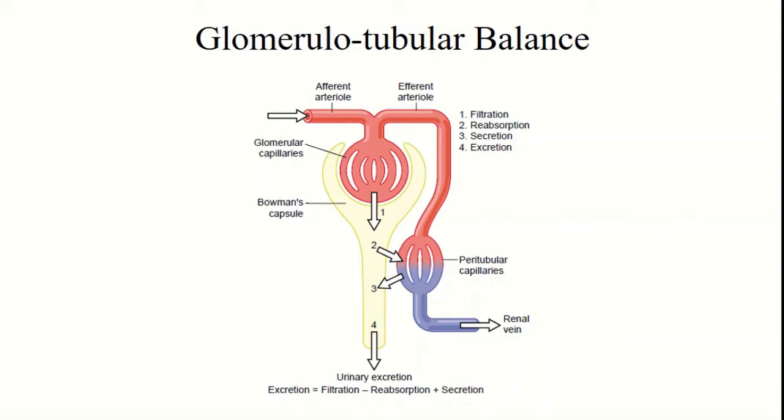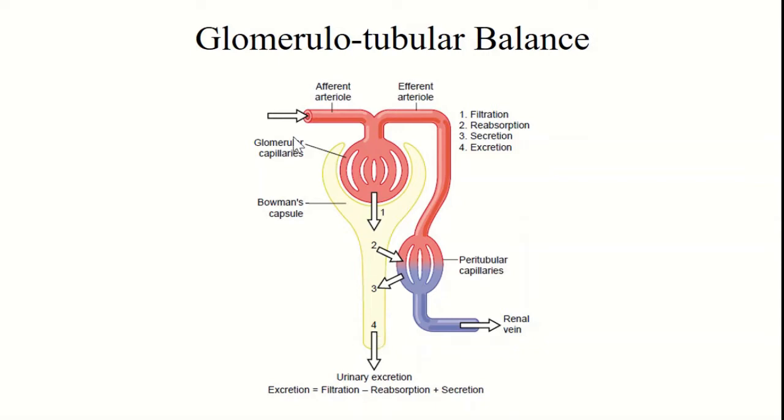What this states is that whenever the filtration across the glomerular capillaries increases, this will also lead to marked increase in the urinary excretion. But in actual, this does not happen. What happens is that whenever the filtration across the glomerular capillaries increases, this also leads to increase in reabsorption, so that the excretion rate is not increased markedly and there is no loss of excess fluid from the body.